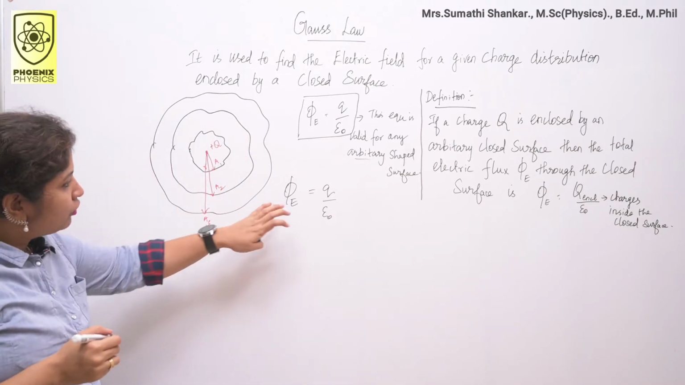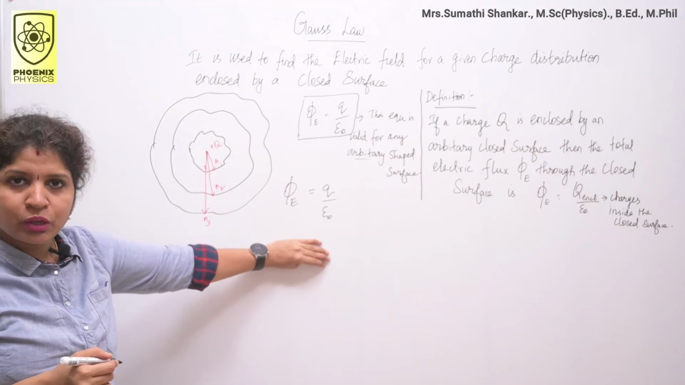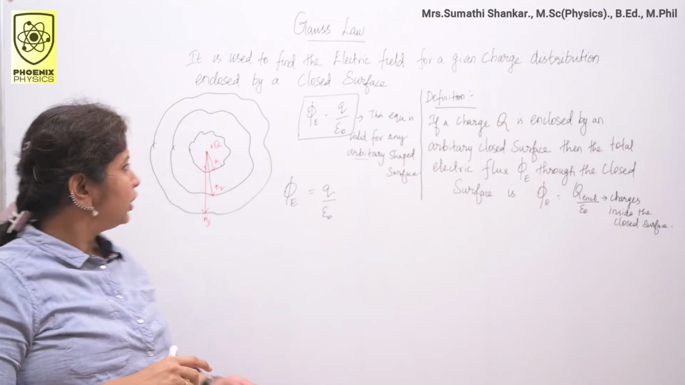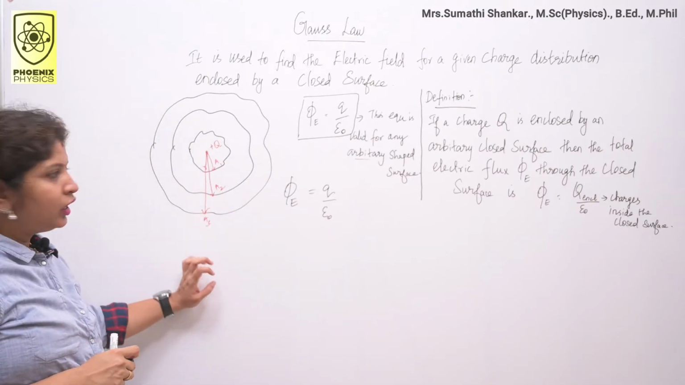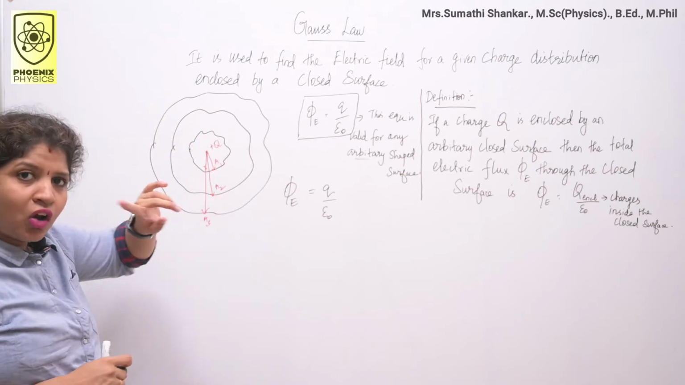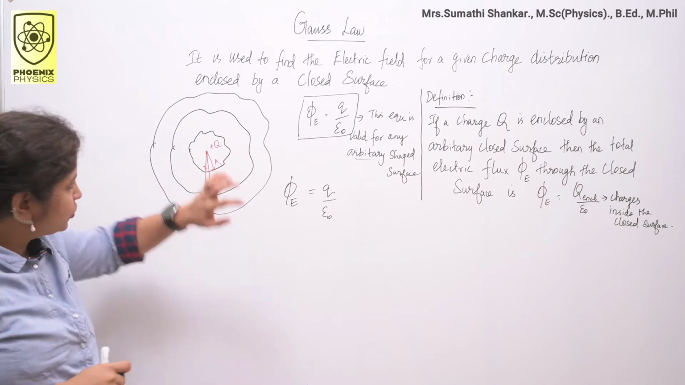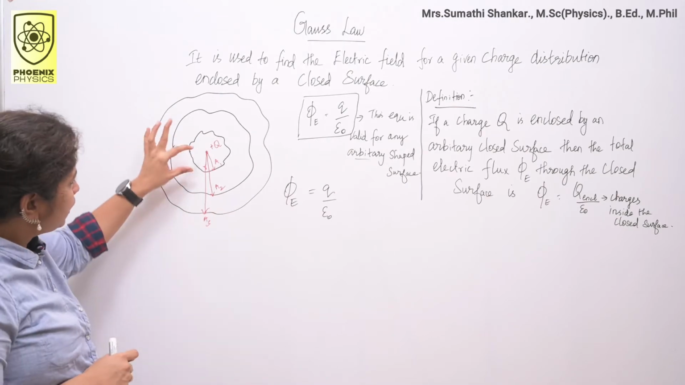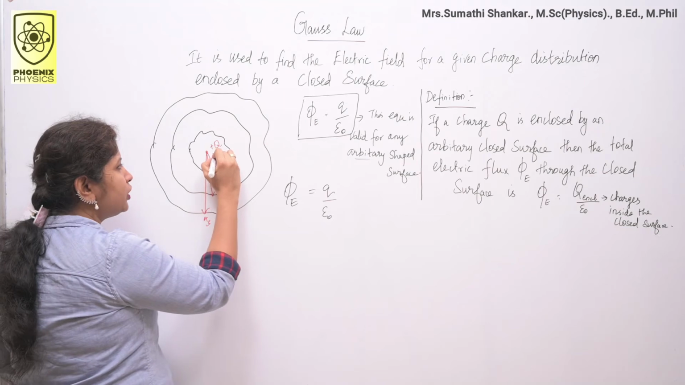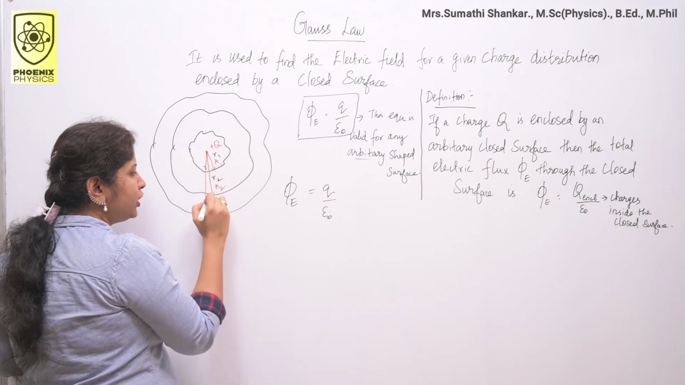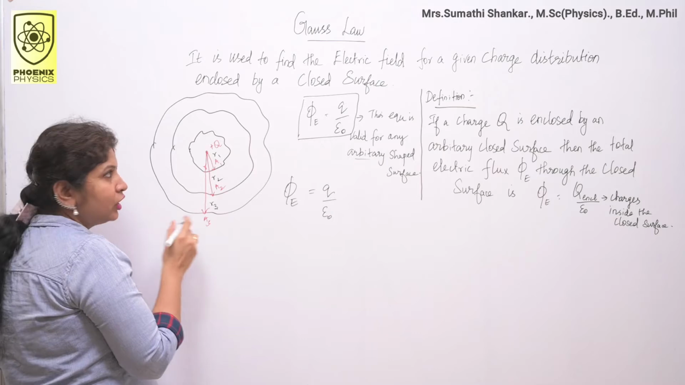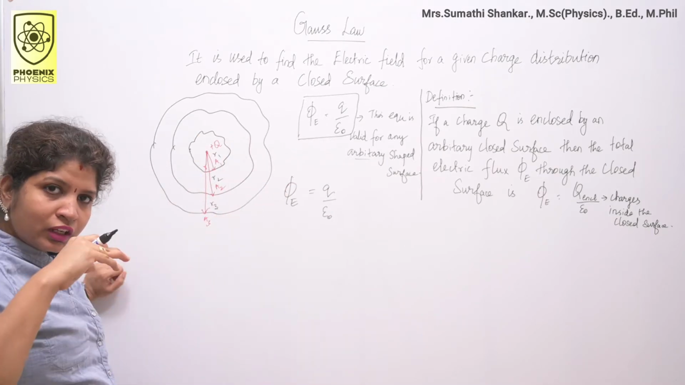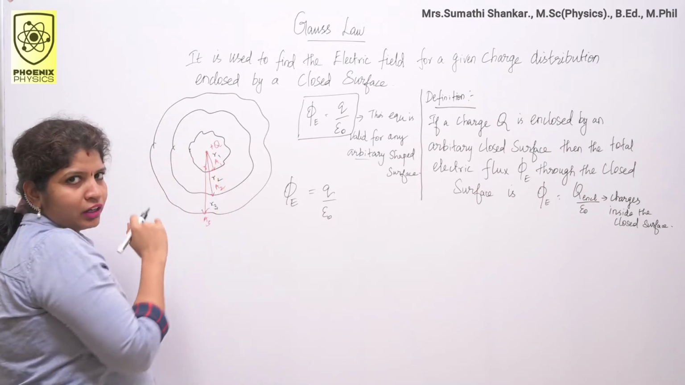Why did I say flux is equal to Q by epsilon naught? Here we have three arbitrary shaped surfaces A1, A2, A3. All are concentric circles. Concentric circle means the center is same but the radius is different. See, here you can take it as R1 radius, here R2 radius, here R3 radius. Because each area is different, because each shape has a different radius.